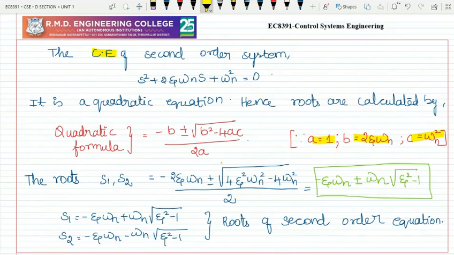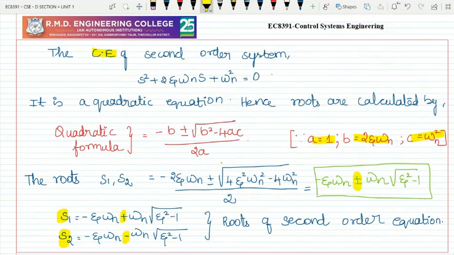That is, minus epsilon omega n plus or minus. It is a very important one because we are getting two roots. Here S1 is the plus, and S2 will be the minus. We have two roots, and we have to write them like this. So these are the roots of the second order equation.